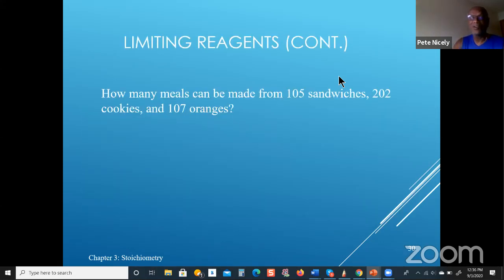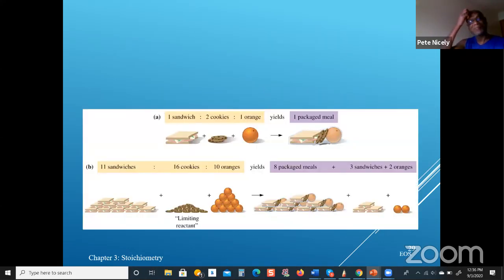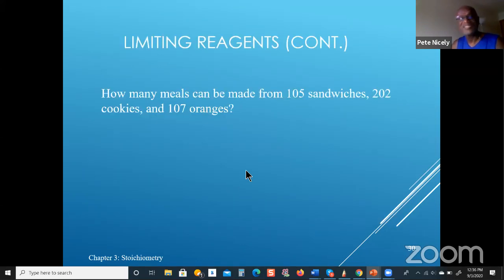All right. So basically, the same idea can be applied to reactions. If you have one reactant which is limiting, then it will be used up. And if there are other reactants in that situation, some of them will be used up, but you're going to have some of those reactants left over. All right. So let's look at this situation. Let's say you're given 105 sandwiches, 202 cookies, and 107 oranges. The question is, how many meals can be made from these items, right?